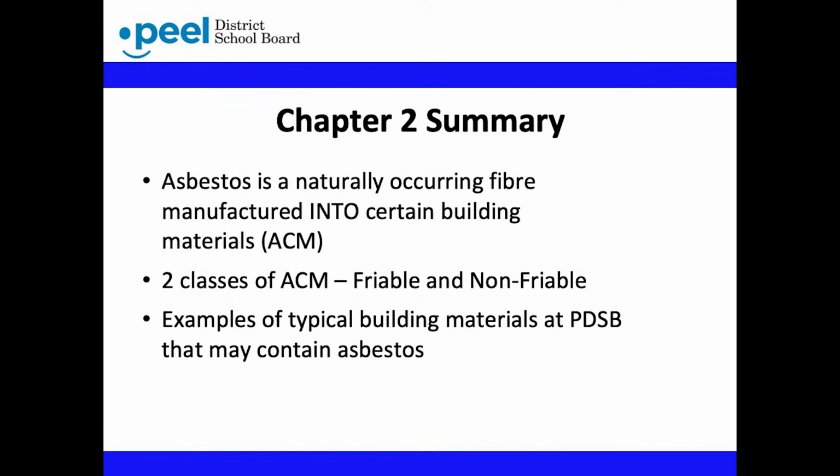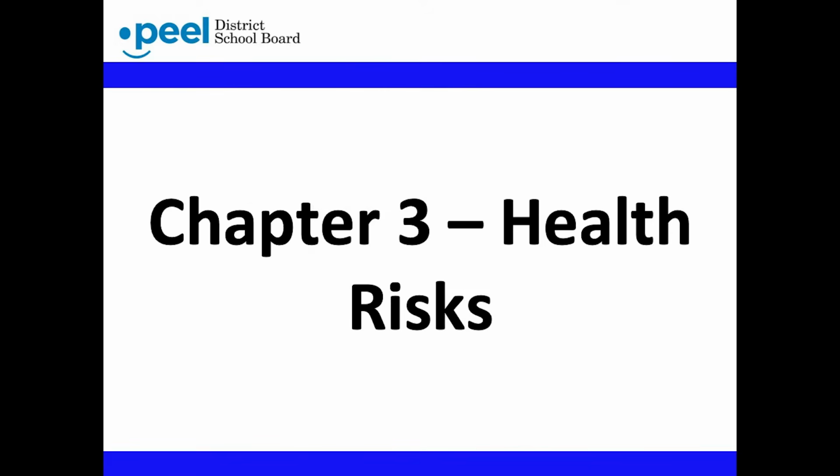In this chapter, we have learned about what asbestos is, the two main classes of asbestos-containing materials, and examples of ACM. Next, we will learn about potential health risks of exposure to asbestos. This chapter will review the risk of asbestos exposure as well as the health risks.